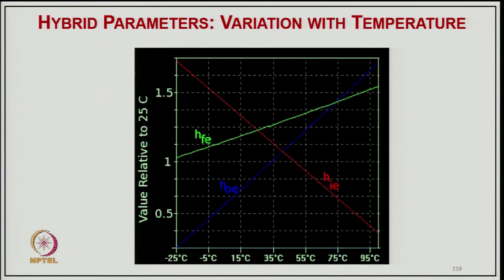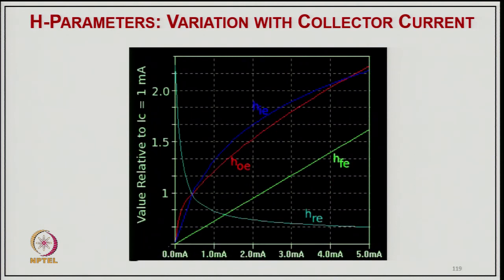And these are the hybrid parameter variations, how they actually take place. So, how the temperature changes HFE, HOE and HIE, and this is typically a variation with respect to the collector current. Here you can see the collector current is in milliampere, and all four parameters, your HFE, HIE, HOE and HRE, change because of this.